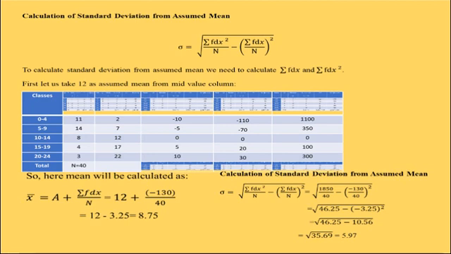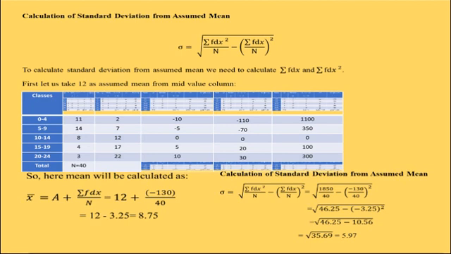In the first class interval 0 to 4, x is 2 and we have 12 as assumed mean. The difference between 2 and 12 is minus 10. So multiply minus 10 with f, which is 11 of the class interval 0 to 4. We get minus 110. Again multiply f dx, that is minus 110, with dx, that is minus 10. We will get f dx square as 1100.